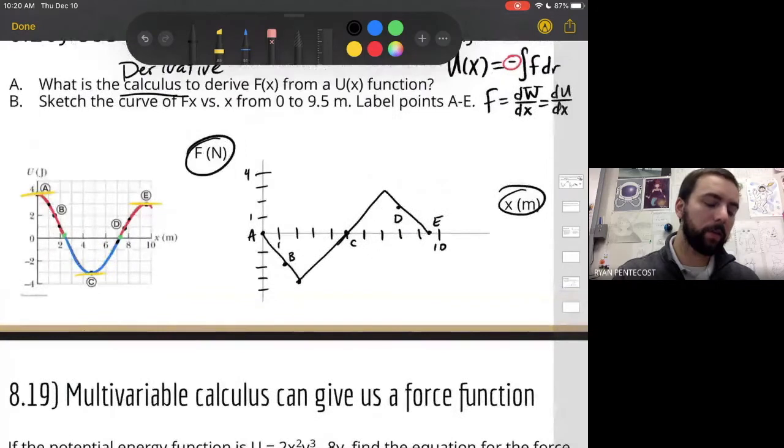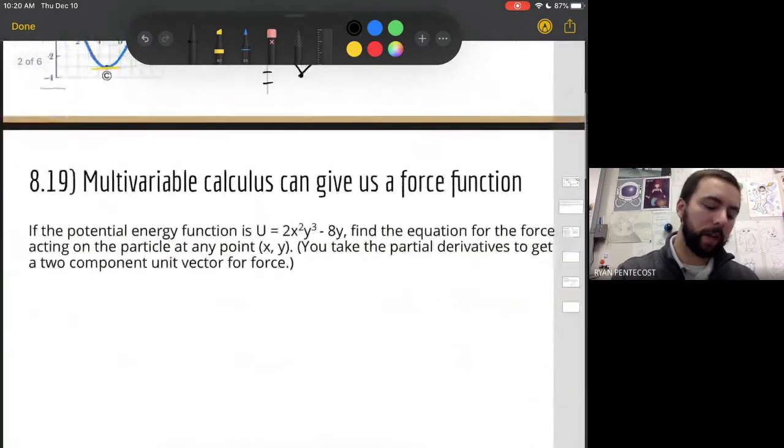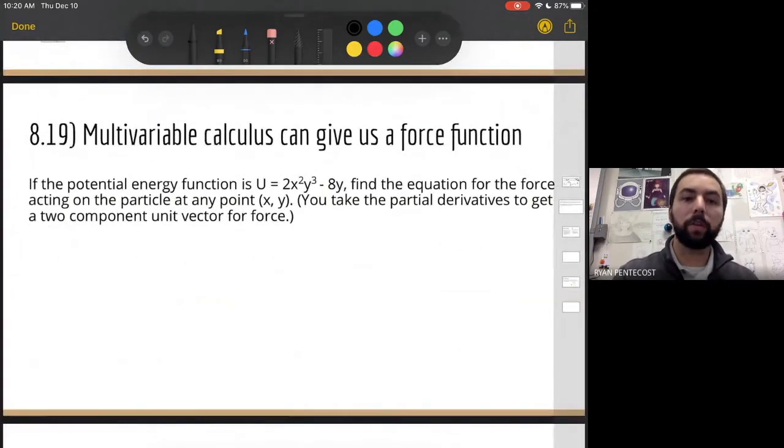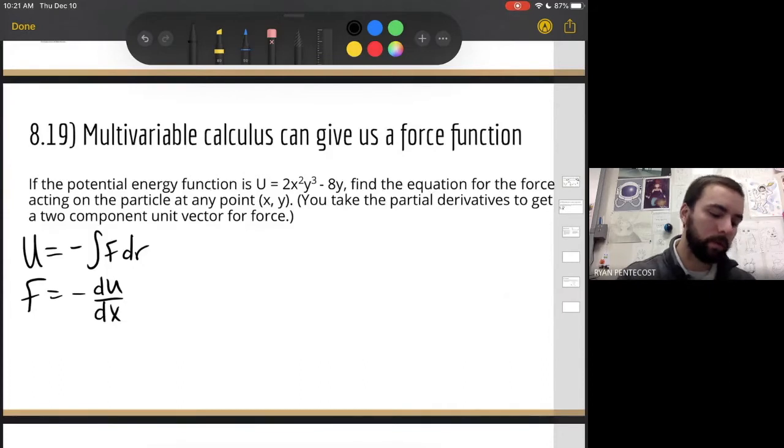So that's how we can do that kind of calculus, using calculus to graph it. Now let's use calculus to actually get a function. We can also use multivariable calculus on this, so this will give us some practice here. Now remember, if U is the negative integral of F dr, that means that F is the negative derivative with respect to x, or more accurately with respect to r. So here we will actually put that negative into use. Before we were just finding the derivative. Now we will actually use that.